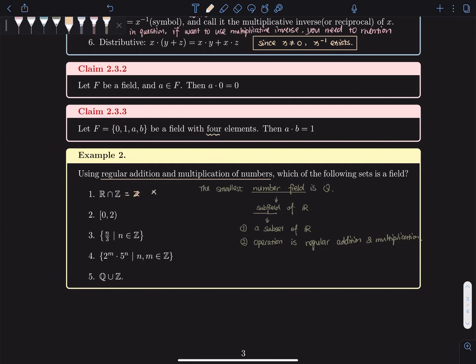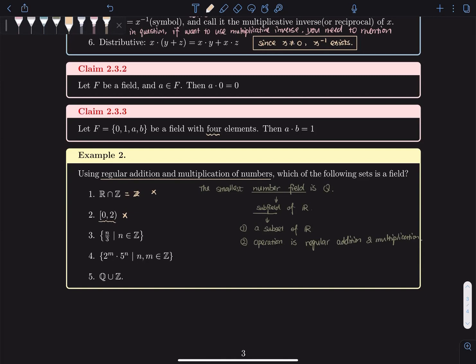What is this? This is an interval. It's a subset of the real numbers, and we're talking about regular addition and multiplication, so it satisfies this. Is it smaller than Q? Well, I don't want to say it's smaller than Q, but it doesn't include all elements of Q. So it's not a field. You understand what I mean in chapter 5.